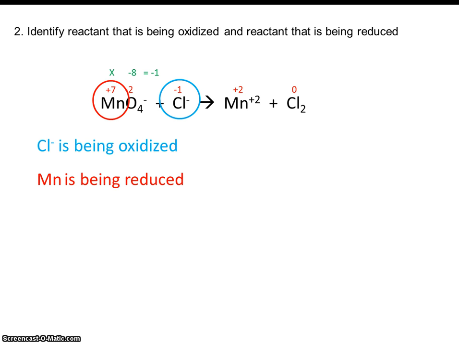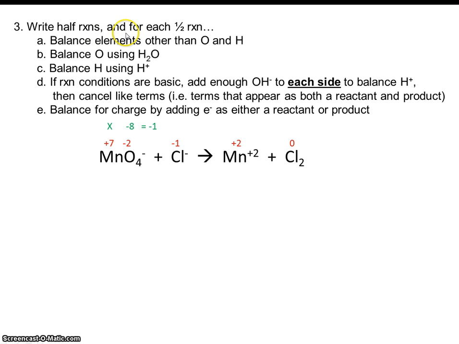Now let's look at step number 3. Write half reactions. And then for each half reaction, we'll have to do all of these steps here. So let's start by writing the half reactions. Here's the oxidation half reaction for chlorine. It's turning into this. And the reduction half reaction for this ion here, and it's turning into that. So once you've written your 2 half reactions, for each half reaction, you'll have to go through steps A through E. So let's do the oxidation half reaction first.